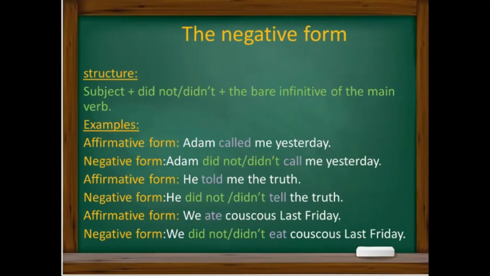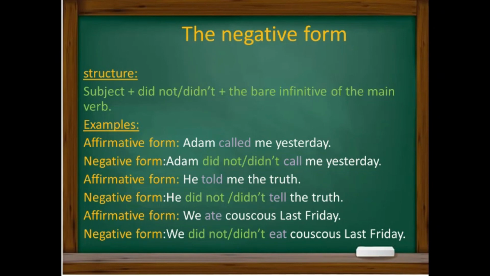The negative form. Do you know how we construct the negative form? Take a look at the structure. Subject plus did not or didn't plus the bare infinitive of the main verb. Here are some examples. The affirmative form. Adam called me yesterday. The negative form. Adam did not or didn't call me yesterday.